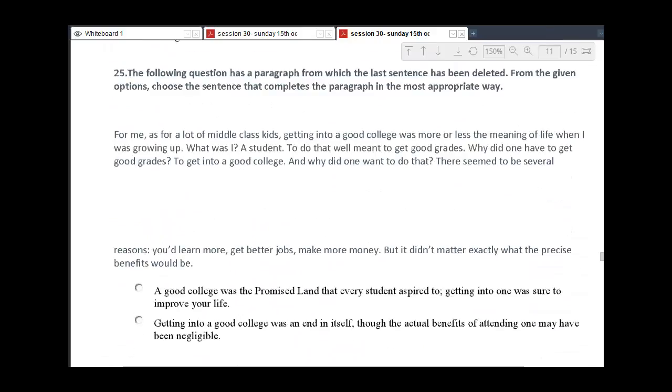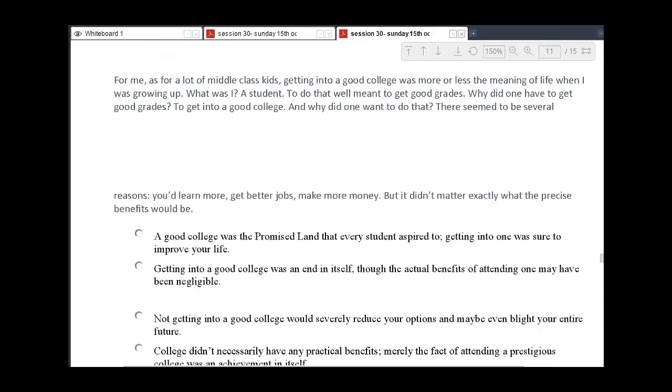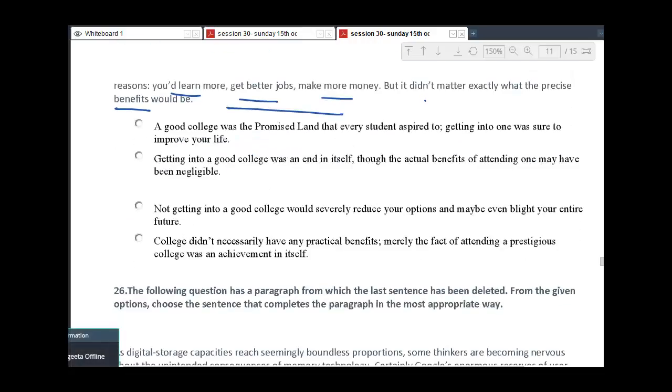Now this is an easy question. For me, as for a lot of middle class kids, getting into college was more or less the meaning of life when I was growing up. What was I? A student. To do that well meant to be good at grades. Why did one have to get good grades to get into a good college? And why did one want to do that? There seemed to be several reasons. You would learn more, get better jobs, make more money, but it didn't matter exactly what the precise benefits would be. Then what exactly mattered? Now you say college didn't necessarily have any practical benefits.